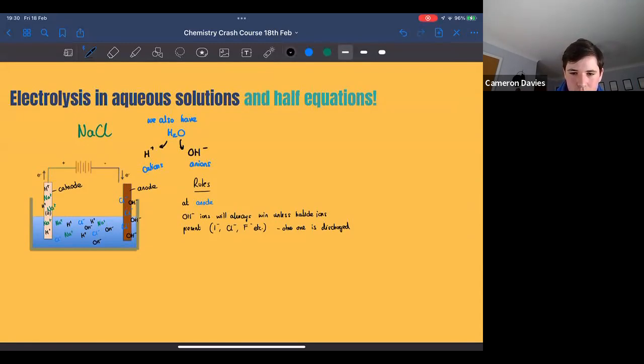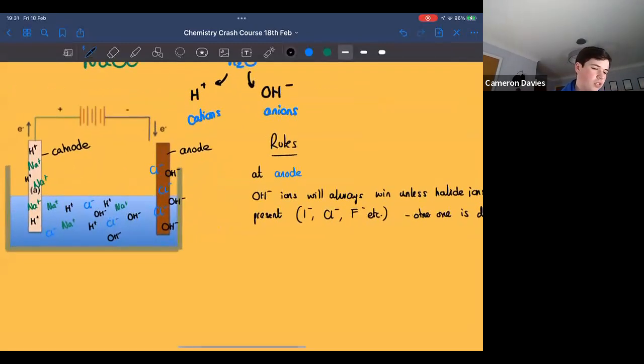Is it always cathode? Yeah, OH minus ions will always go to the anode because they're always negatively charged, so they're always the anions. So you always have the OH minus ions at the anode and the H plus ions at the cathode.